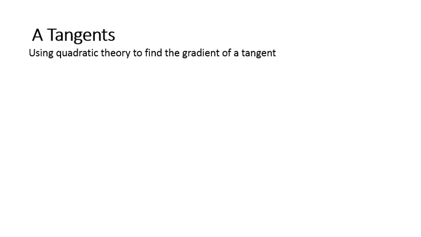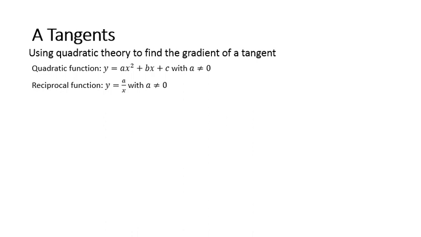For some types of functions, you can use the quadratic theory to find the gradient of a tangent. Those functions are, for example, the quadratic function and the reciprocal function. You can see here the formula of both functions. The quadratic function is y equals ax squared plus bx plus c, with a different than 0. And the reciprocal function, which is a rational function but a special type, is y equals a over x, and a is different than 0.